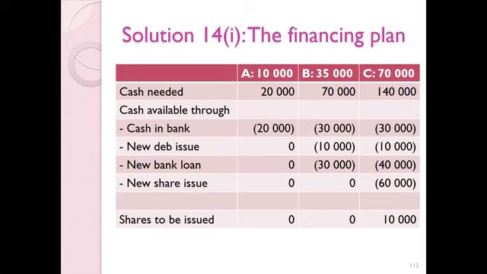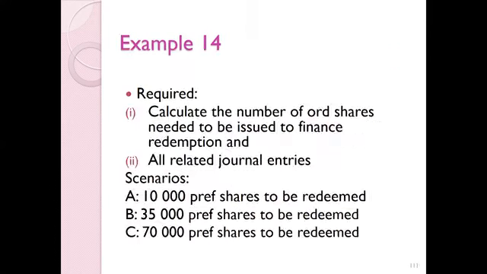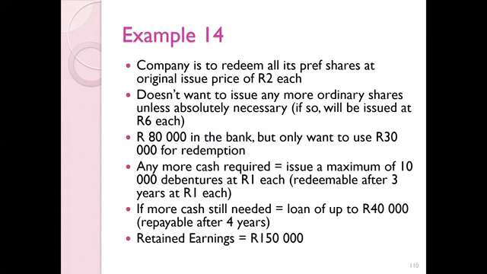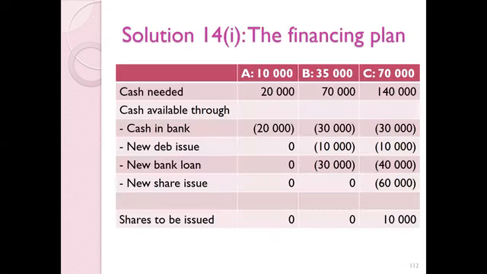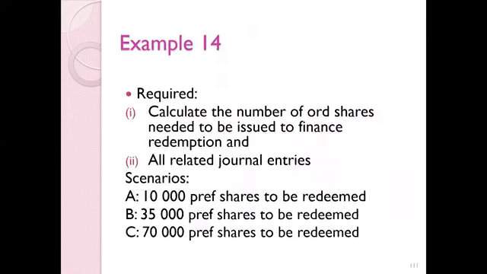So we're going to use 30,000 Rand cash in the bank, but how much more do we still need? We still need 40,000 Rand to reach that 70,000 Rand goal. So we're going to go to the next option. The next option in the fourth bullet point said that we can get 10,000 Rand from debentures. Okay, great. So we've got 30,000 Rand from the bank, 10,000 Rand from the debentures. So we now have 40,000 Rand, but we need 70,000 Rand. So we're still short. We then move to the third option.